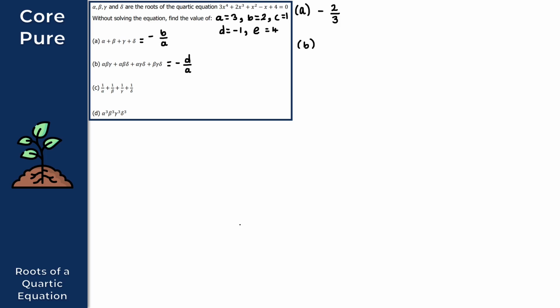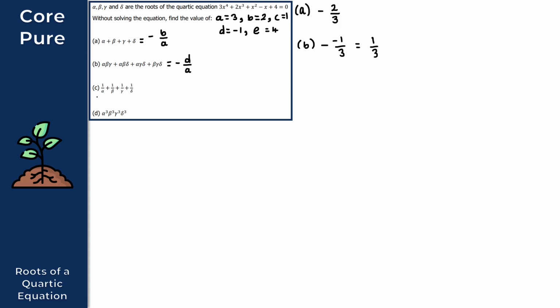Okay. So what do we get here for part B? Well, I get minus d over a. So d is minus 1, over a, which is 3. So I get minus minus 1 over 3. Just be careful with the signs: minus over minus becomes positive, so we get 1 over 3. Okay, and there we have it. So that is the solution to part B.